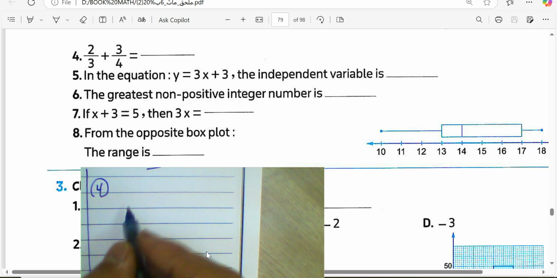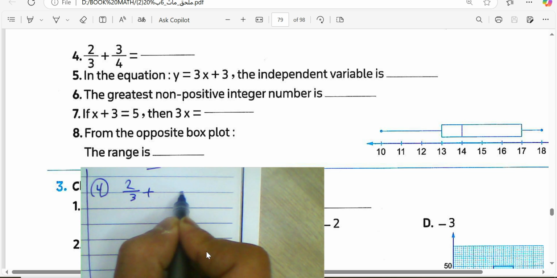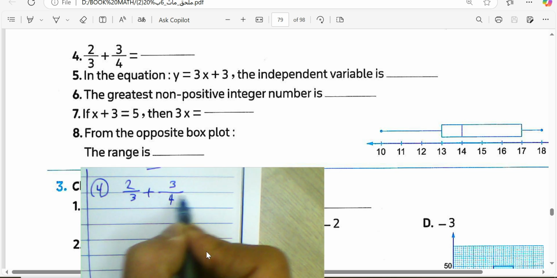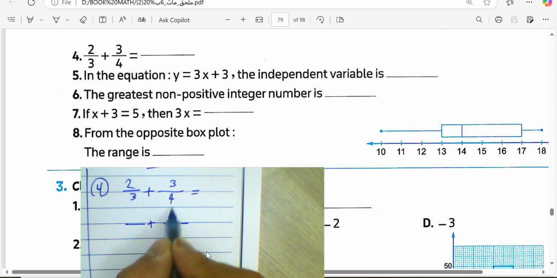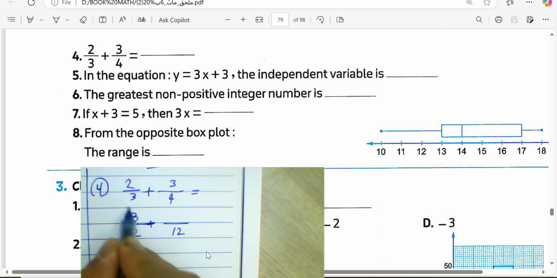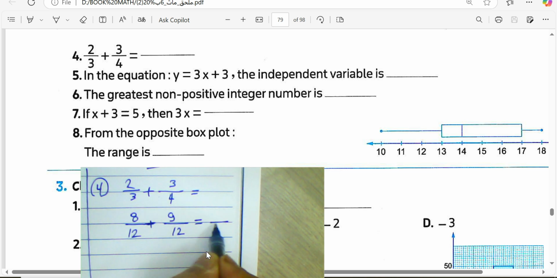Number 4 here, 2 over 3 plus 3 over 4. We can find the least common multiple of the two denominators, it will be 12. 4 times 2 equals 8, and 3 times 3 equals 9. And then we can add them. 9 plus 8 equals 17. 17 over 12, you can simplify it.